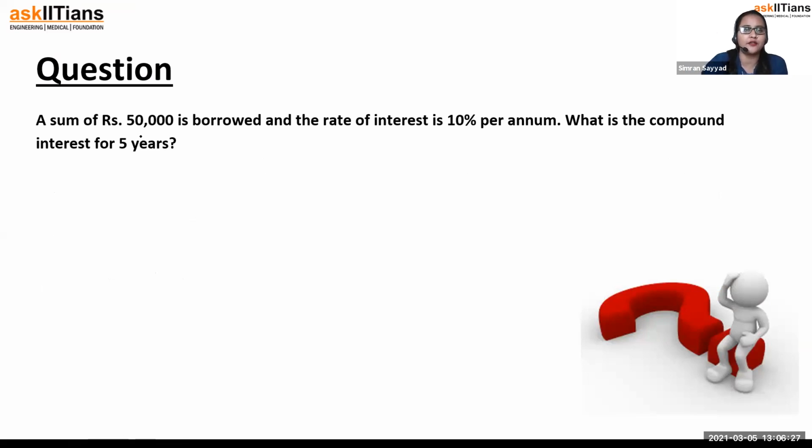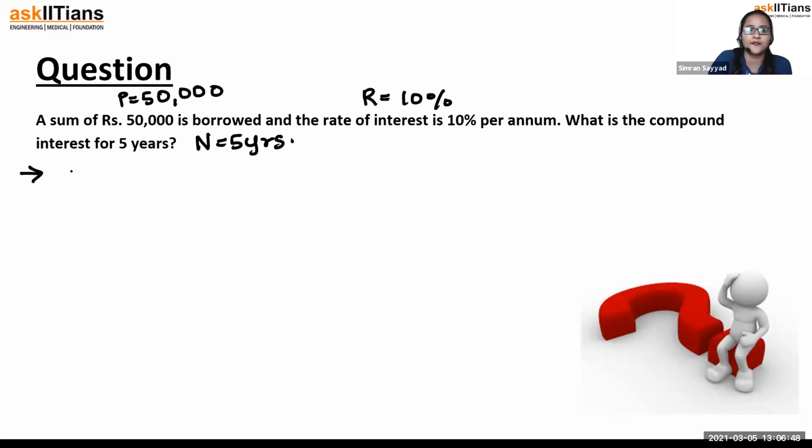Okay. Now, let's again do the same trick. A sum of 50,000 is borrowed, so you got P equals 50,000, at the rate of interest per annum. So rate is 10%, per annum means per year. What is the compound interest for 5 years? So the time is 5 years. Simple. So what is the first formula for compound interest? Compound interest is equal to amount minus principal. We know the principal, but we don't know the amount.